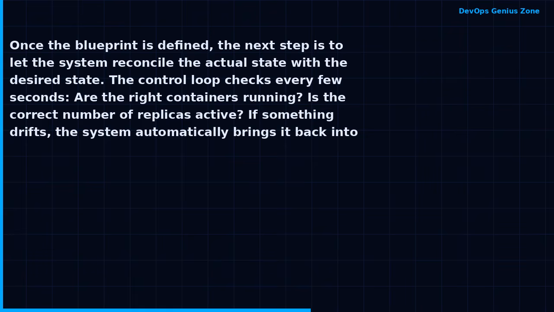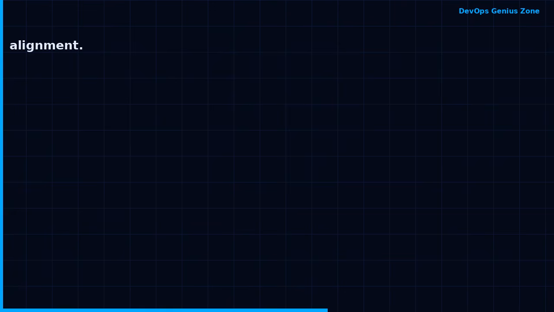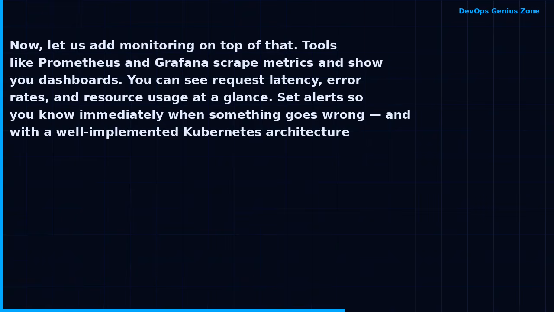Once the blueprint is defined, the next step is to let the system reconcile the actual state with the desired state. The control loop checks every few seconds. Are the right containers running? Is the correct number of replicas active? If something drifts, the system automatically brings it back into alignment.